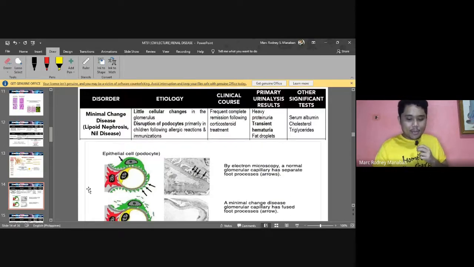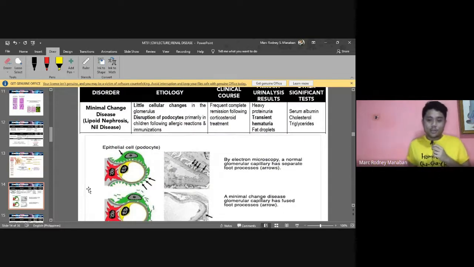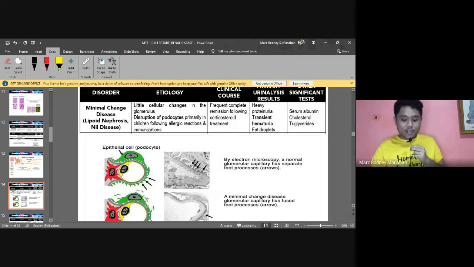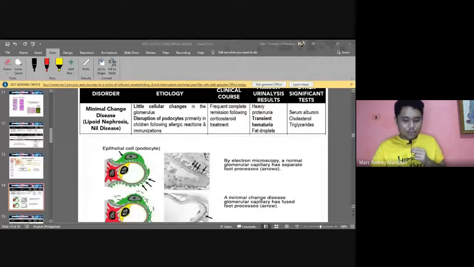Okay. Now we go na to your minimal change disease, also known as lipoid nephrosis or NIL disease, no? So by the name itself, minimal, no? There are little cellular changes to the glomerulus, all right? And the podocytes are also disrupted and usually seen in children following allergic reactions or even immunizations. All right, so that's a pangalan na minimal. All right, okay, so gagmay pa lang, no? It has a much more favorable prognosis than the Membranous Glomerulonephritis.